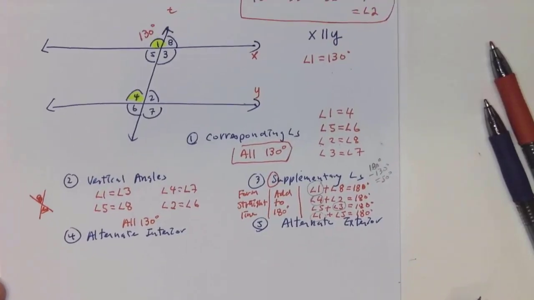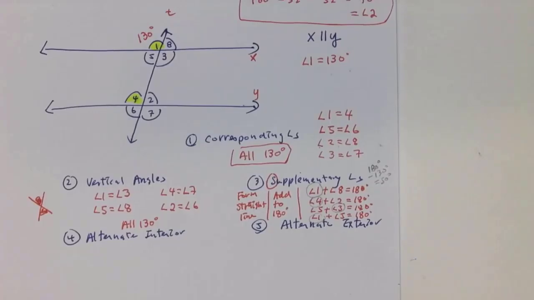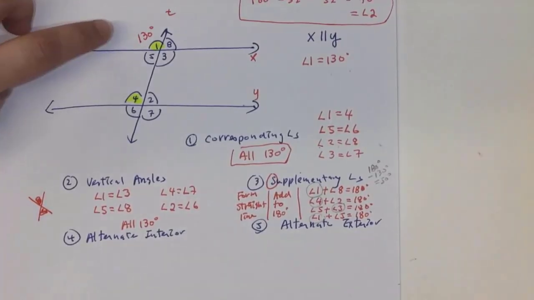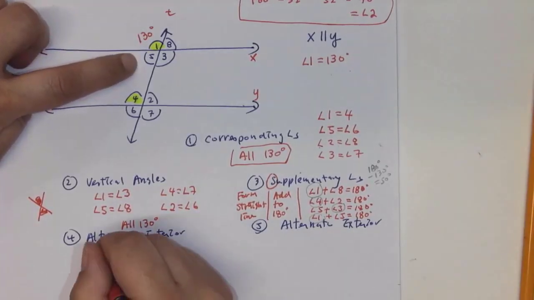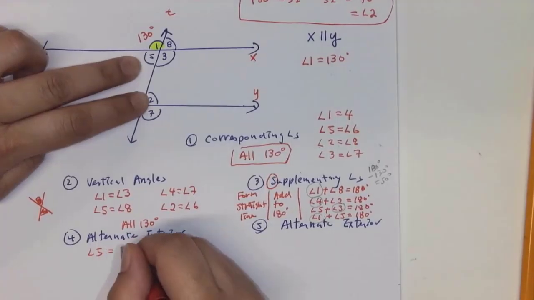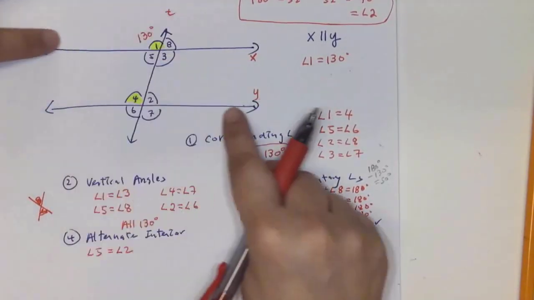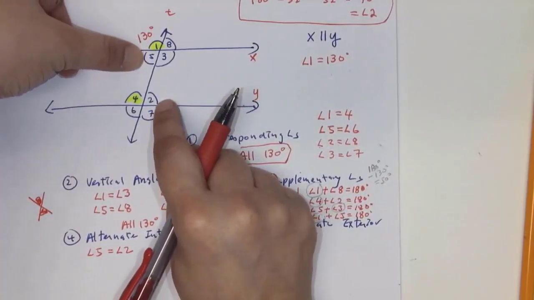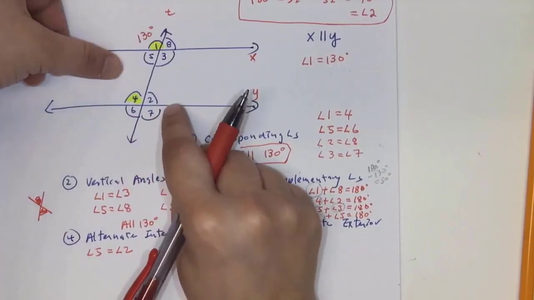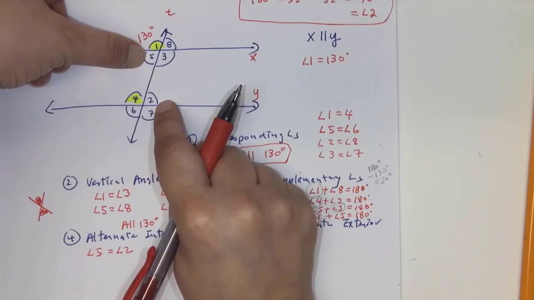Okay. We haven't talked a lot about alternate interior and alternate exterior. How do you find those? Alternate interior, angle 5, okay? Angle 5 with what? 2, not 4. Need to be inside the parallel lines. One on this side, one on the other side. But they're inside of the parallel lines, right? That makes it interior. Alternate means they are on two different sides.